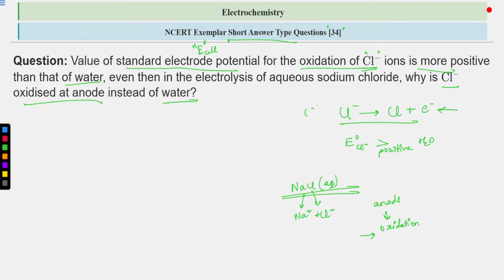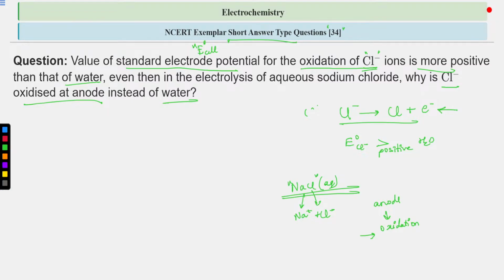So we are asking, if the E naught potential of chloride is more positive than that of water, then why is the chloride ion going to the anode and performing the oxidation process in the electrolysis of sodium chloride?